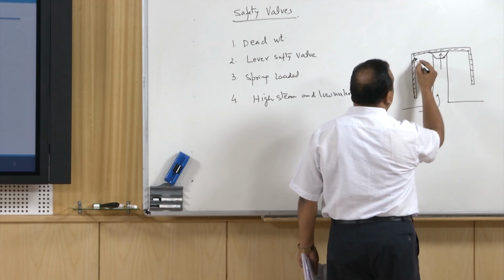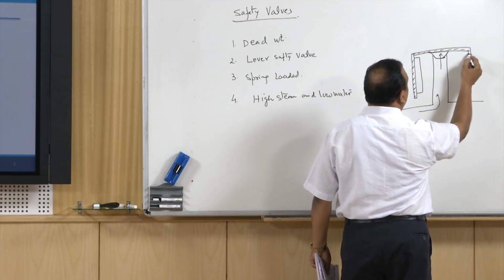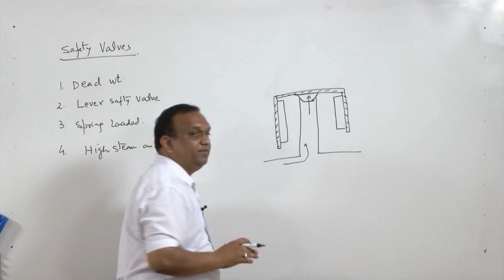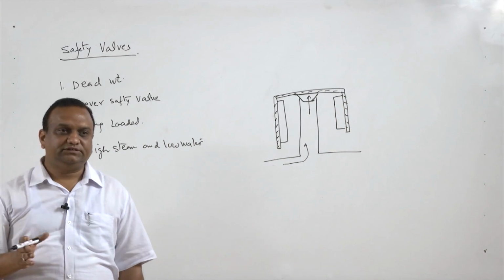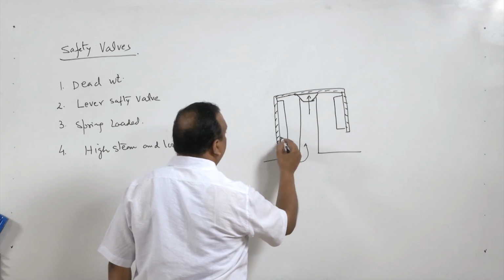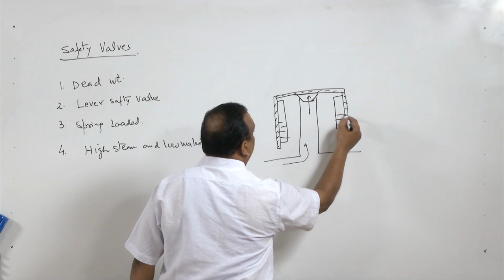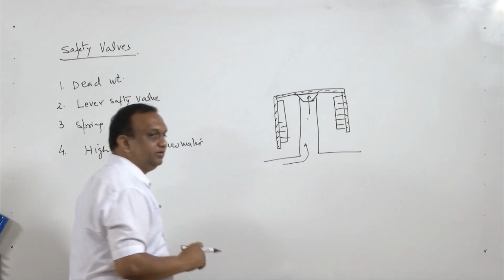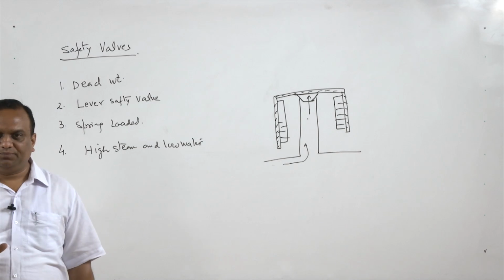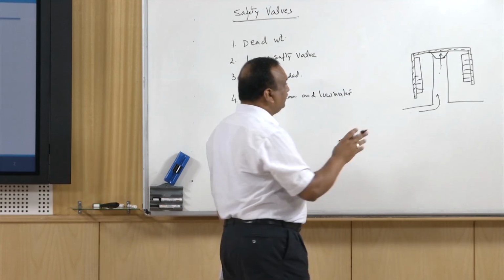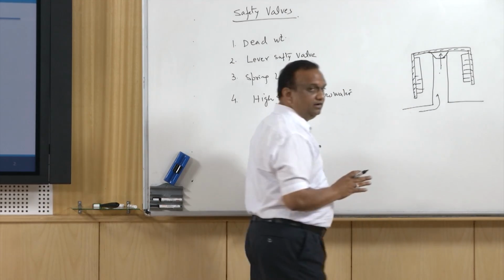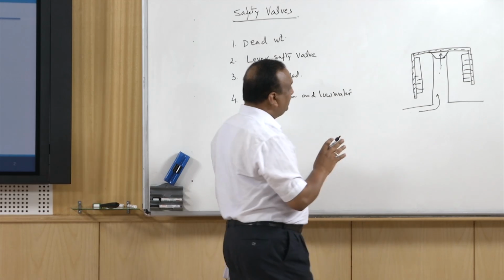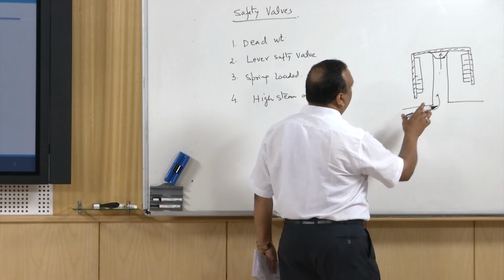There is a provision for putting weights, because you may like to vent steam at different pressures for different applications. So, you can keep on adding the weights, and the operating pressure for this safety valve will keep on changing. It is very simple in construction, and it is very convenient to operate.